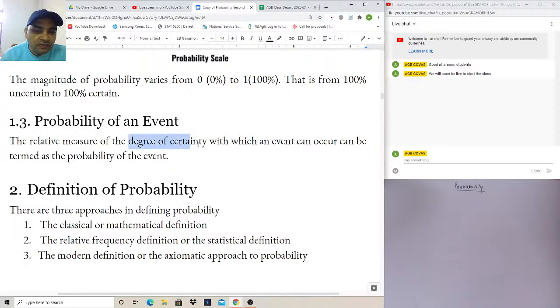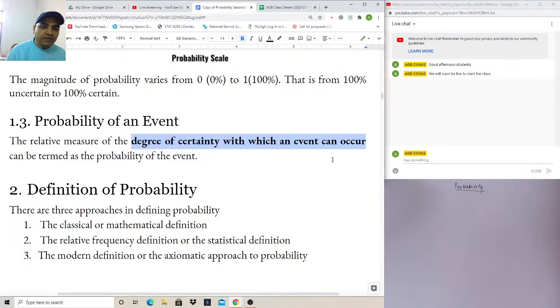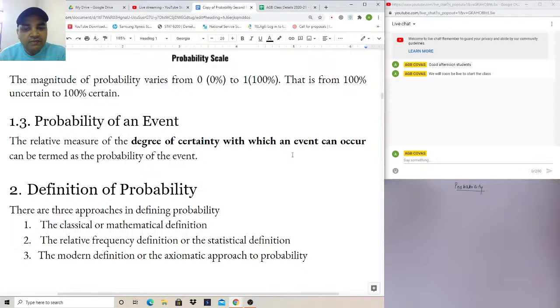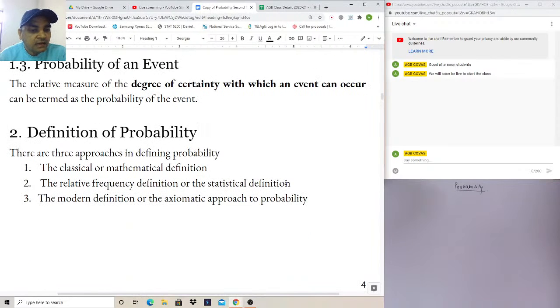That is, the degree of certainty with which an event can occur. So, what is the probability of an event? The degree of certainty with which an event can occur can be termed as the probability of the event. Now, there is a definition of probability, how we can define probability.